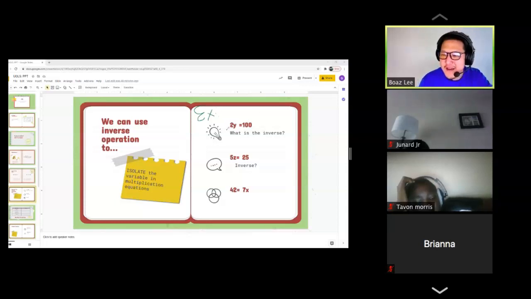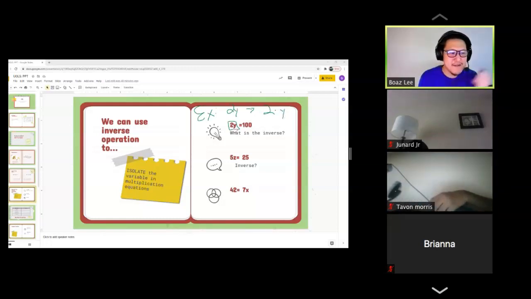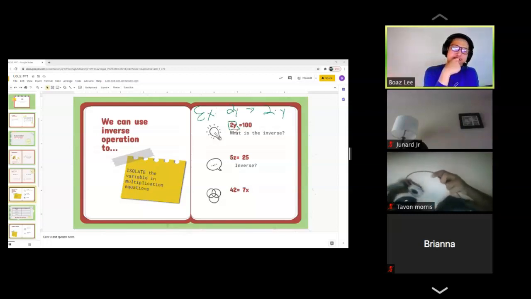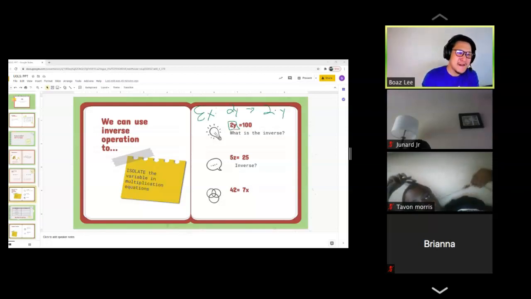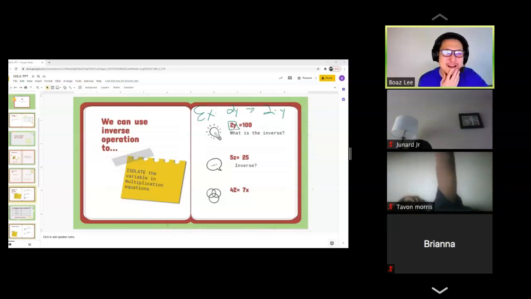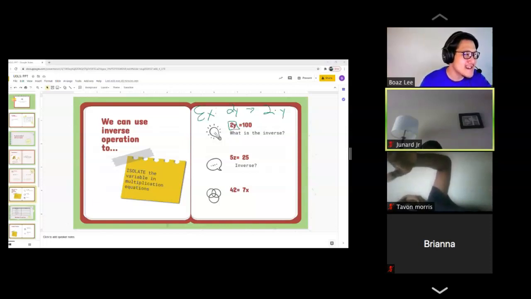So we know that the coefficient, or the number in front of the variable, this 2 right here, this 2y, is the same thing as 2 times y. So if we're trying to isolate the variable, what's my inverse operation of multiplication again? So what is my inverse operation of multiplication again? Division. Hey, division. There you go.